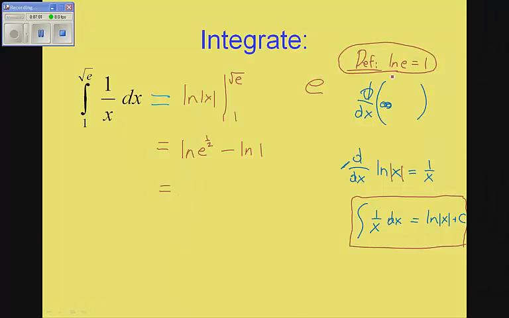Okay? Now, if I have that, then I'm set, because now what can I do with this 1/2? Put it out front. And so I get 1/2 times 1, because the natural log of e then is 1. Minus, and what's the natural log of 1? We did that last time. That could have been a quiz question. That's 0.